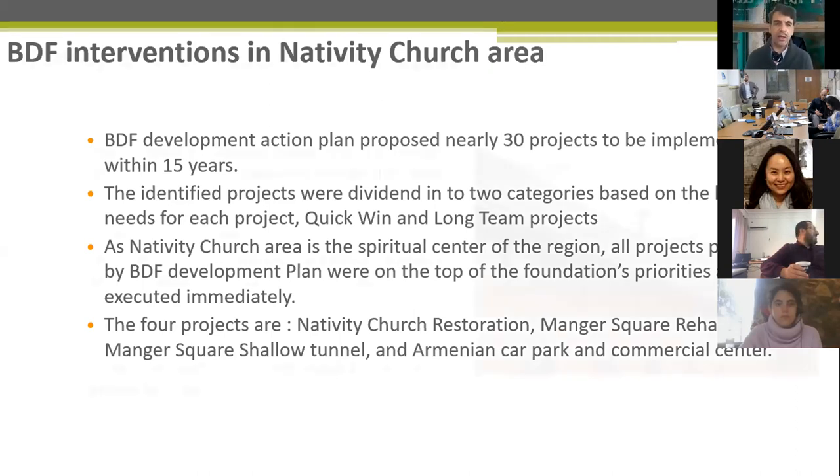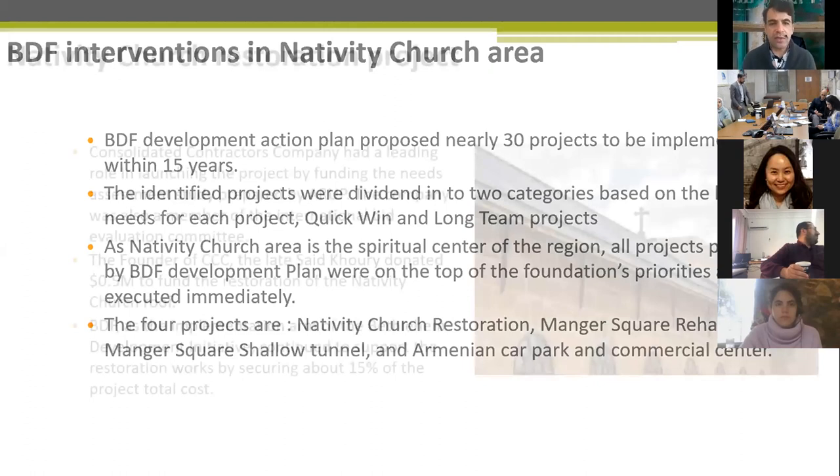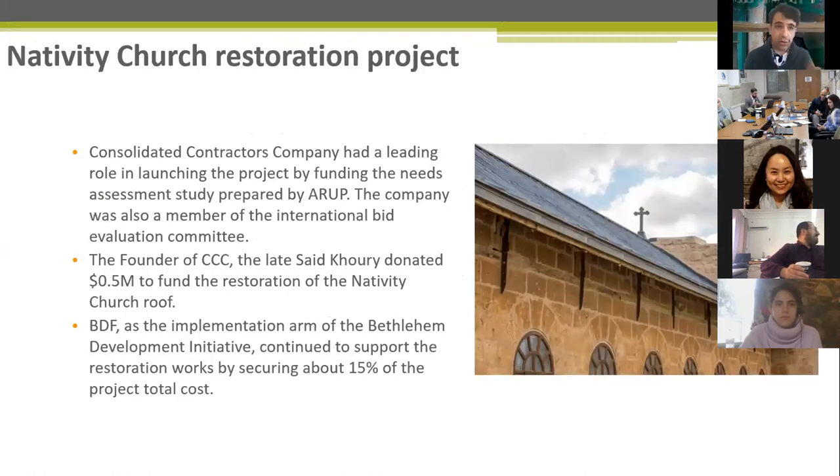As for the Nativity Church Restoration Project, CCC had a leading role in launching this project and funded the needs assessment study prepared by Arup. CCC was also one of the first to donate for starting the restoration works, starting from the roof. Since 2013 until today, PDF has managed to secure 15% of the needed funds for the restoration works.